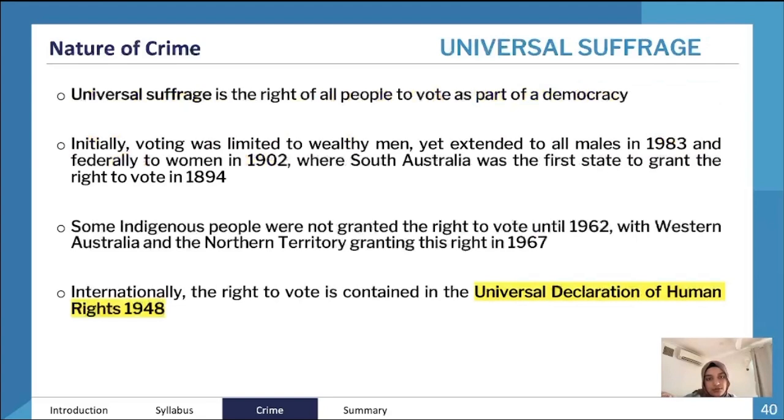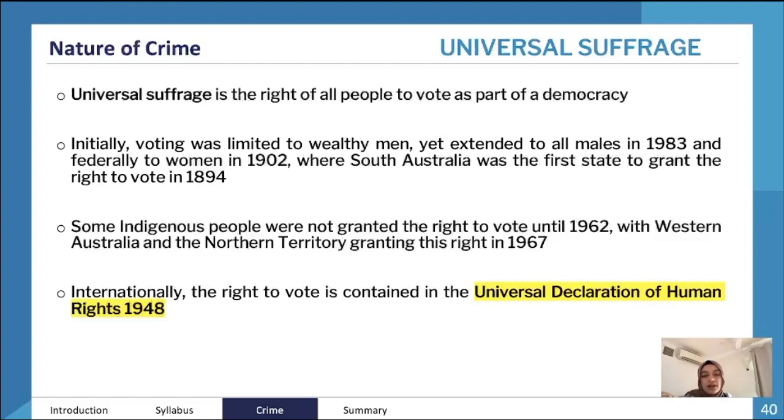Universal suffrage. This is basically the right of all people to vote as a part of democracy. You may think, okay, when was this not the case? Well, obviously we know women were not allowed to vote. We also know Aboriginal and Indigenous people were not allowed to vote until quite recently. Initially voting was limited to wealthy men, and then it extended to all men in 1983, and then federally to all women in 1902, where South Australia was the first state to grant the right to vote in 1894. Some Indigenous people were not granted the right to vote until 1962, with WA and NT granting it in 1967.